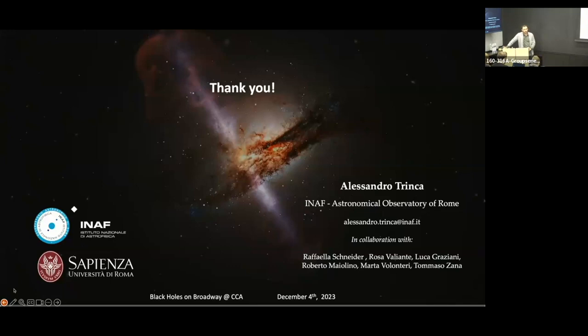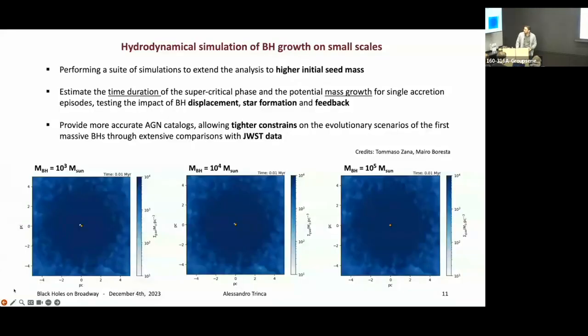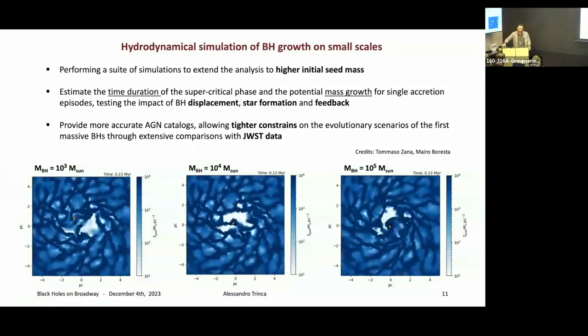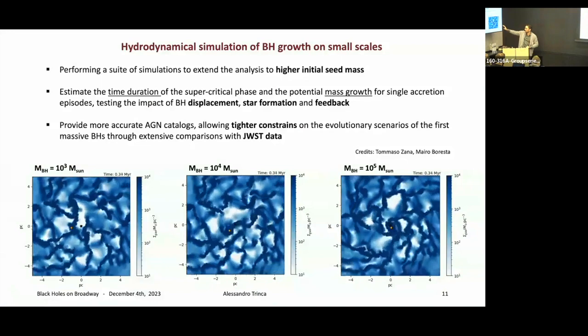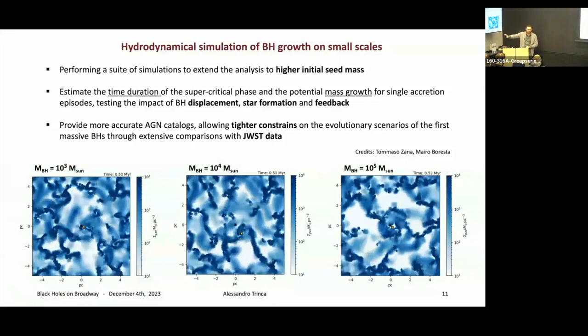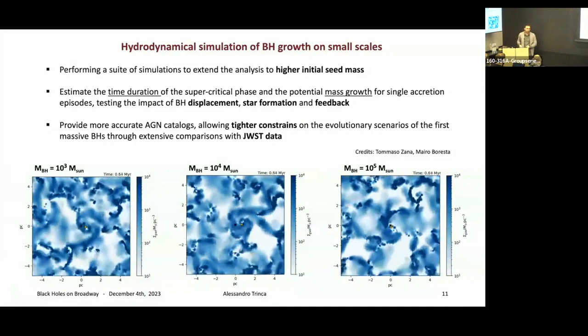We start to see a dependency on the initial black hole mass from 10 to the 5, as you can probably see a little bit here. I don't know if it's working. But the more massive black hole stays at the center of the halo, and it has a larger availability of gas, while the smaller ones are more subject to wandering around.